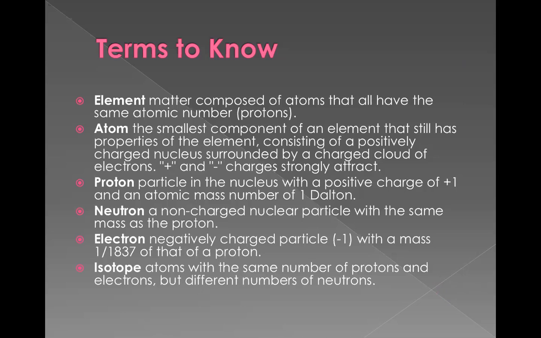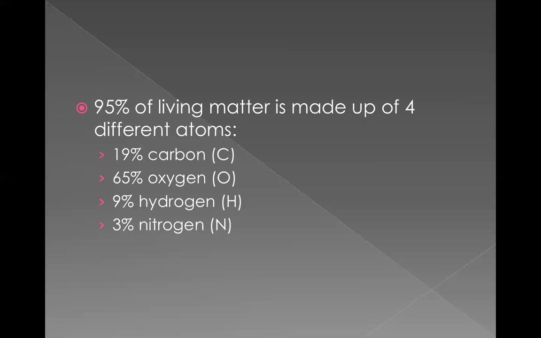Protons are the positively charged component in the nucleus, and each has an atomic mass of 1. A neutron is non-charged, and also has an atomic mass of 1. An electron is negatively charged and has a negligible mass. We don't really include it when we're calculating atomic mass. And then an isotope is an atom with the same number of protons and electrons, but a different number of neutrons. Okay? So 95% of living matter is made up of these 4 different atoms: carbon, oxygen, hydrogen, nitrogen.